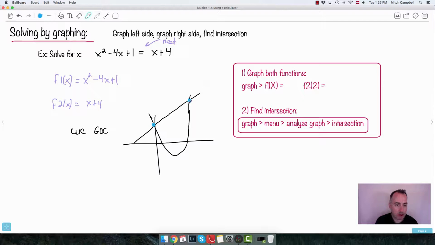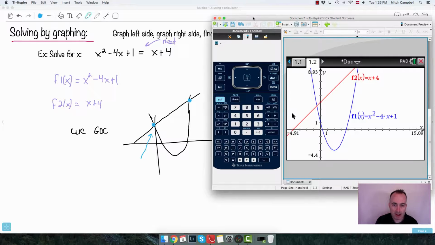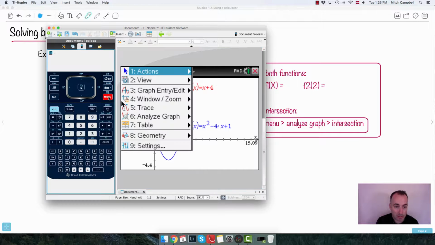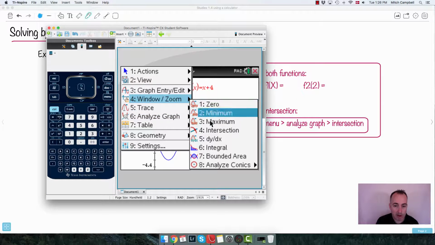So in this case, we have two places. Now I can ask my calculator for the intersection. And this is how I do it. I do graph, menu, analyze, intersection. Now I don't recommend you memorize these things. Just think it's usually contextual. In other words, from this graph, if I want to find out where they intersect, it's probably under menu. So I go to menu. And then I think I want to analyze the graph. I want to find out where they meet.